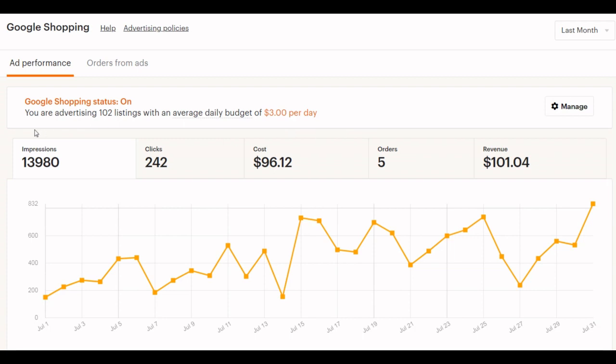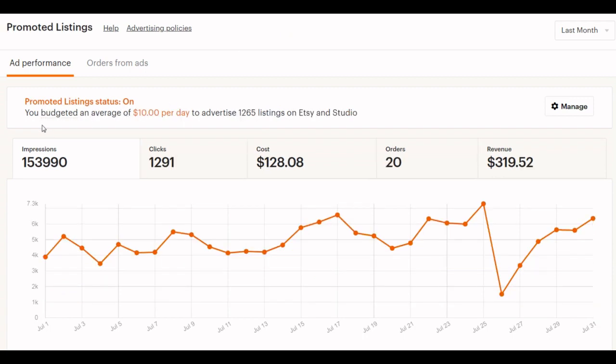So let's just quickly read these numbers out so you guys can remember them when I go to the next screen. Almost 14,000 impressions, 242 clicks. Cost $100 almost, revenue $100. Let's compare that to Etsy impressions. Again, keep in mind, this is $10 a day, but let's look at the difference. 153,000, almost 154,000 impressions. 1,200, almost 1,300 clicks.